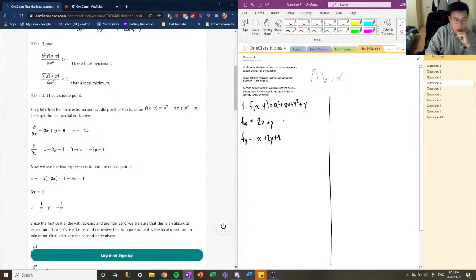Now we need to calculate when these equal 0. So let's set these to 0.